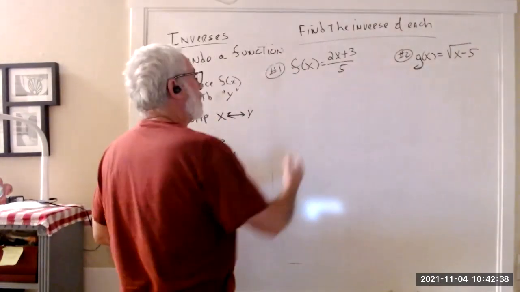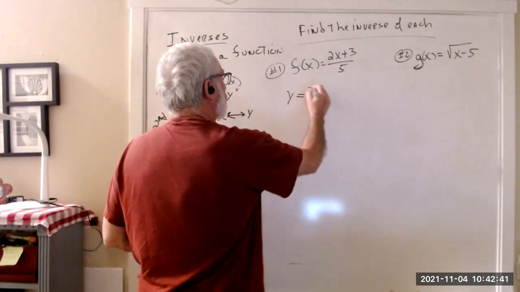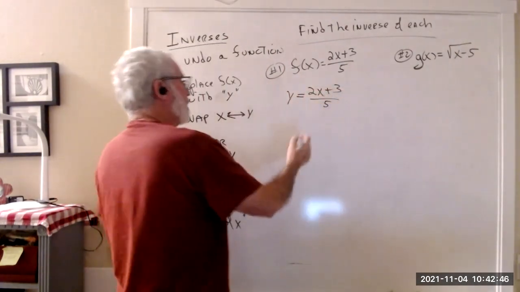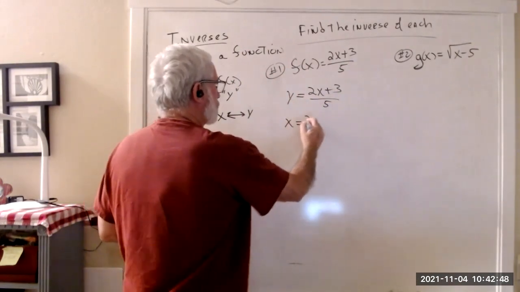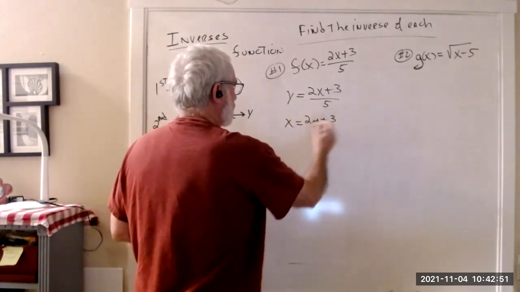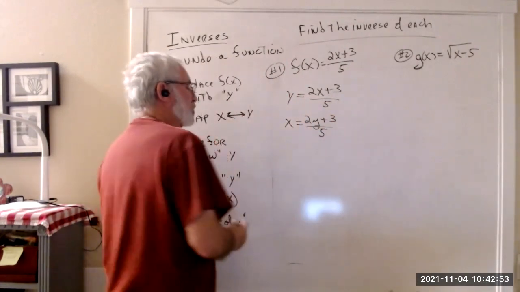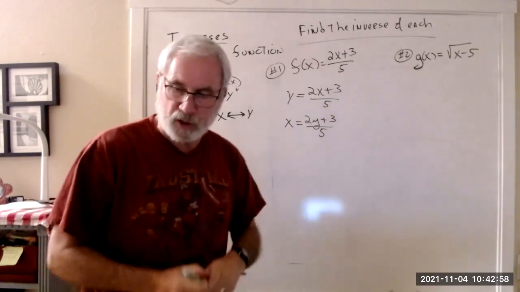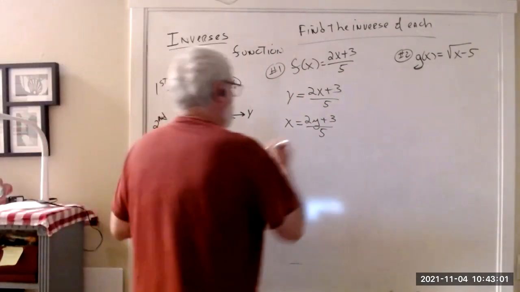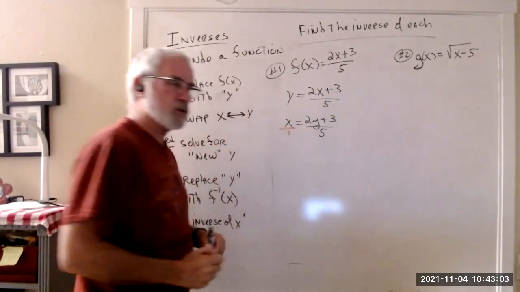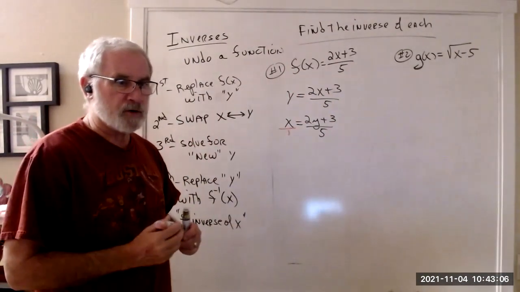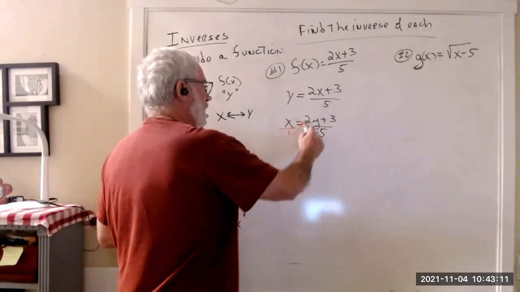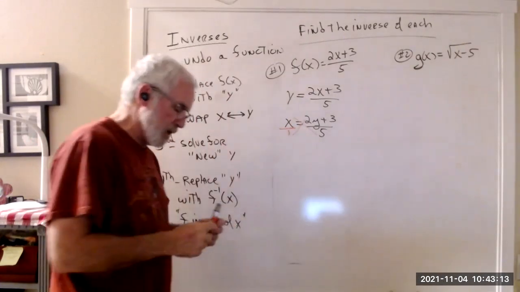Okay, so here we go with number one. Y equals 2x plus 3 divided by 5. Swap x and y, so x equals 2y plus 3 divided by 5. Somehow we're supposed to solve for y. Okay. Personally, I like to turn it into a proportion by putting a 1 underneath so I can cross multiply. Now, I want to take this opportunity. I've got most of the class with me here.